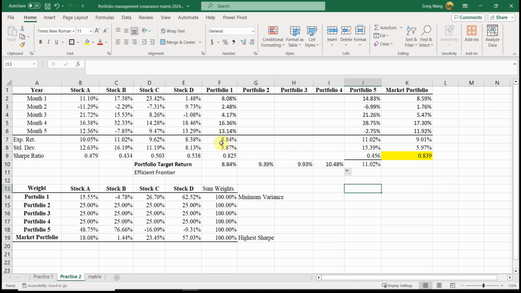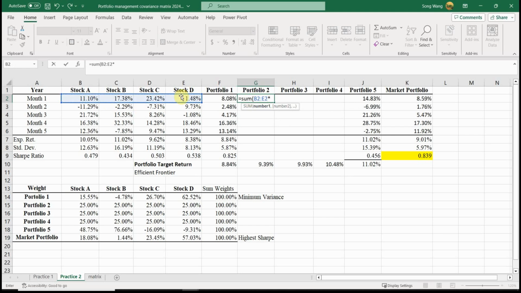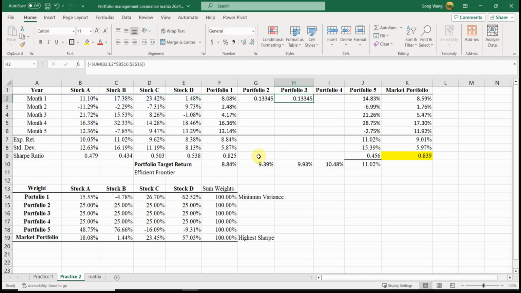All right, and then I will need to replicate the results here, but for now I will calculate the returns for each portfolio. Okay, this is for portfolio 2, so I select the weights in portfolio 2. Okay, Control Shift Enter. Don't just hit enter by itself. And then I have the stock returns in the first month times the weights for portfolio 3. Lock them. Control Shift Enter.